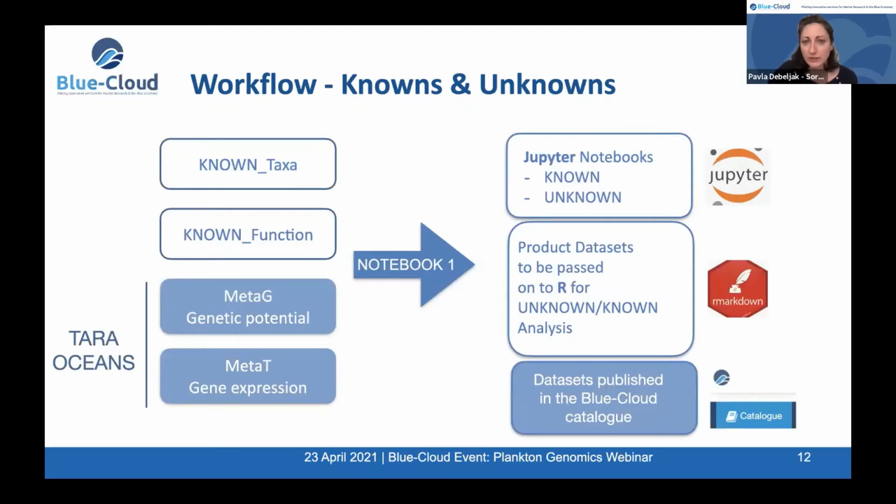This is how the workflow looks. The input for demonstrator notebook 1 are 4 data files: the known taxa, the known annotated function, and the mapped gene catalogs of the metagenomic and the metatranscriptomic data. Again, the metagenomics is the genetic potential, the metatranscriptomics is the gene expression. Notebook 1 then includes the Jupyter notebook for known and unknown exploration. This can then be passed to our markdown files, which are implemented in the Jupyter notebooks for statistical analysis and visualization. All of these data sets that I will show are published in the Blue Cloud catalog and can be downloaded and retrieved with the associated data.